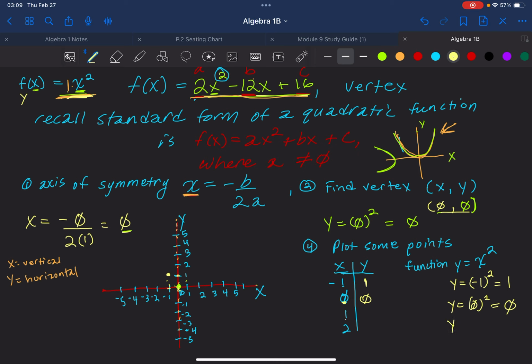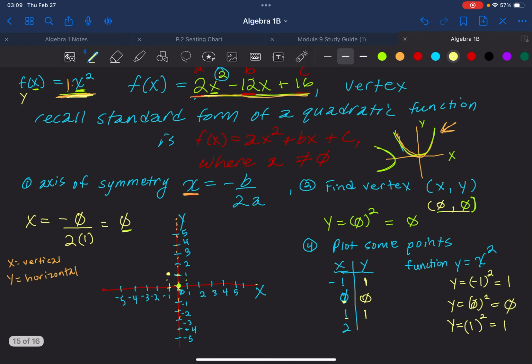Our next point, we're doing 1 now. I plug in 1 for x. 1 squared is equal to 1. Okay, so when x is equal to 1, y is 1. So I go over to 1 on my x-axis, remember it's +1, and then I go up 1. So I have a point right there. All right, let's do 2.